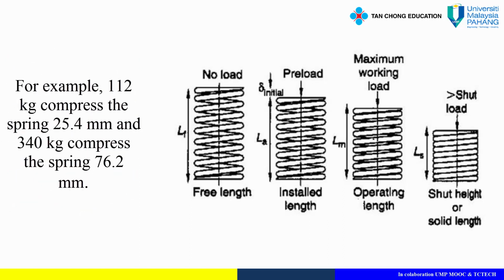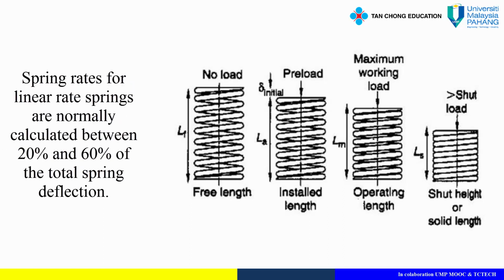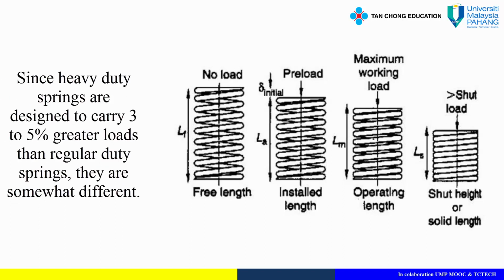For example, 112 kilograms compress the spring 25.4 millimeters, and 340 kilograms compress the spring 76.2 millimeters. Spring rates for linear rate springs are normally calculated between 20% and 60% of the total spring deflection. Since heavy-duty springs are designed to carry 3 to 5% greater loads than regular-duty springs, they are somewhat different.